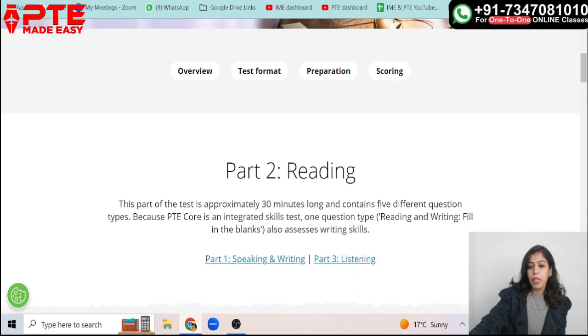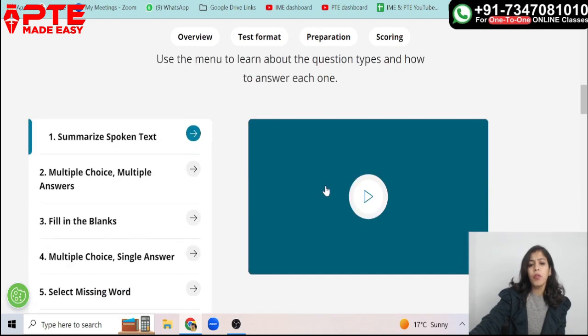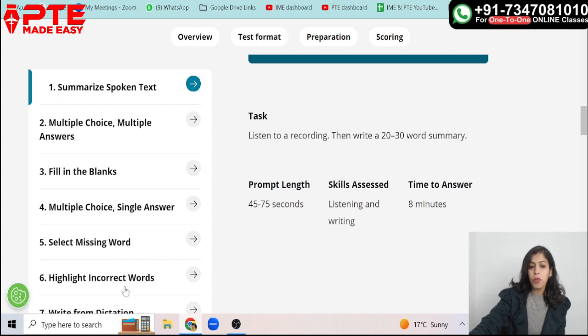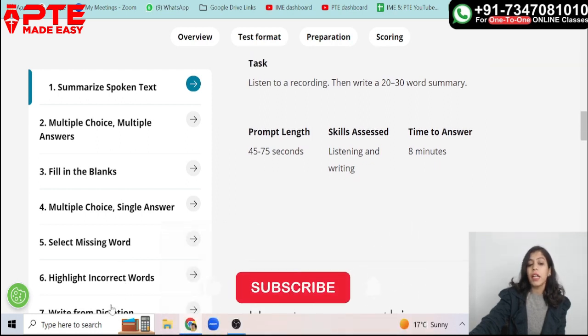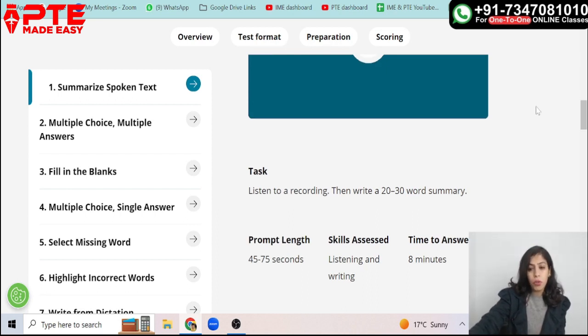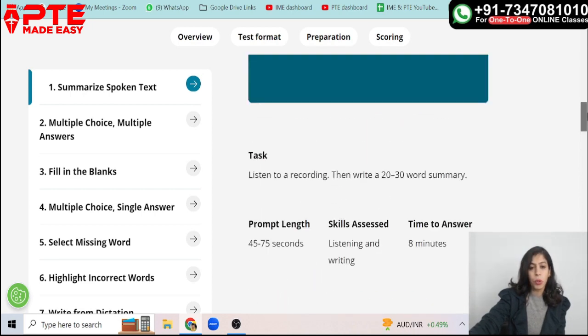Now coming to the next part, that is PTE listening. In the PTE listening part, here we have a total of 7 tasks. We have summarize spoken text, multiple choice multiple answers, fill in the blanks, multiple choice single answer, select missing word, highlight incorrect word, and write from dictation. So here we have 7 instead of 8 tasks. In PTE Academic, in the listening part, we have a total of 8 tasks. However, in this one, we have a total of 7 tasks. So I would suggest you focus on these 7 and leave the last one. That's what you have to do.